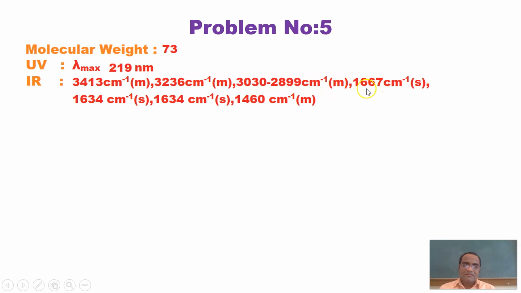And 1667 centimeter inverse, which is strong, so it shows that it might have a carbon-carbon double bond. After that 1634 centimeter inverse, which is also strong, and 1460 centimeter inverse, which is medium.